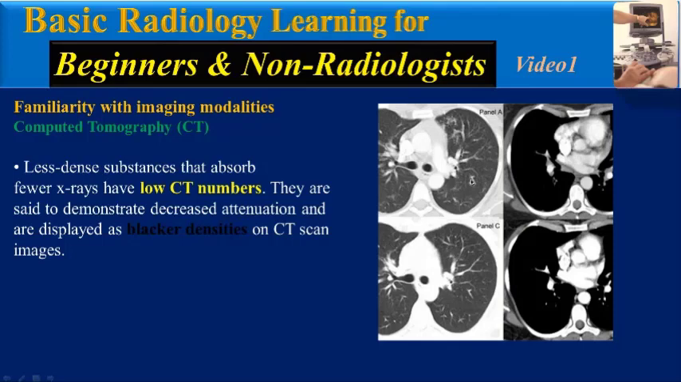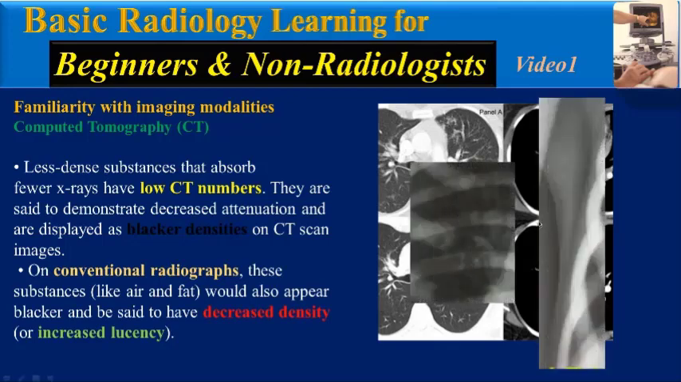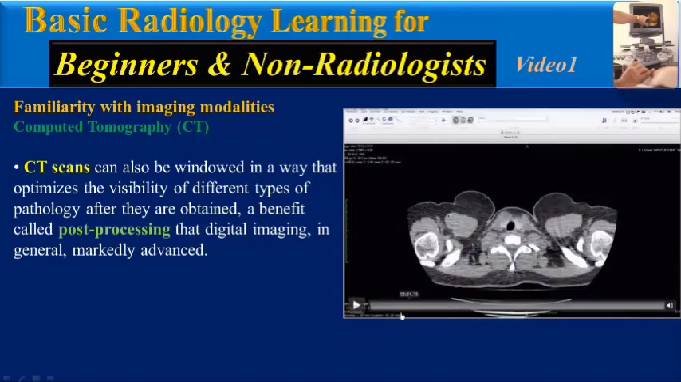Less dense substances that absorb fewer X-rays have low CT numbers. They are said to demonstrate decreased attenuation and are displayed as blacker densities in CT images. As we can see here, the lung parenchyma, which contains air, appears as black densities. On conventional radiographs, these substances like air and fat would also appear blacker and be said to have decreased density or increased lucency.